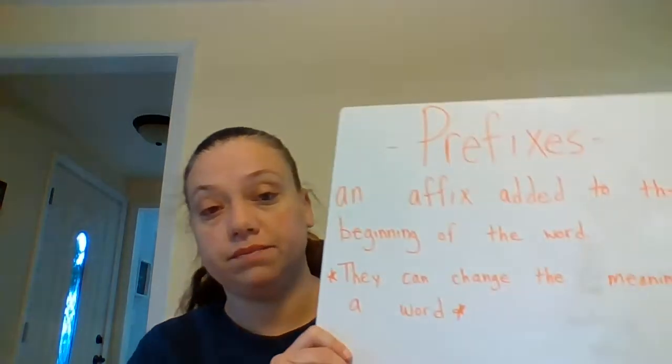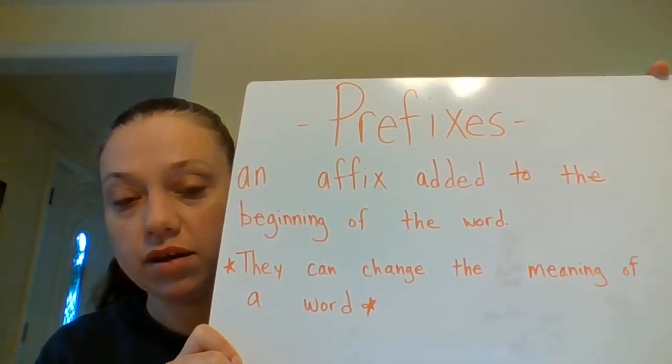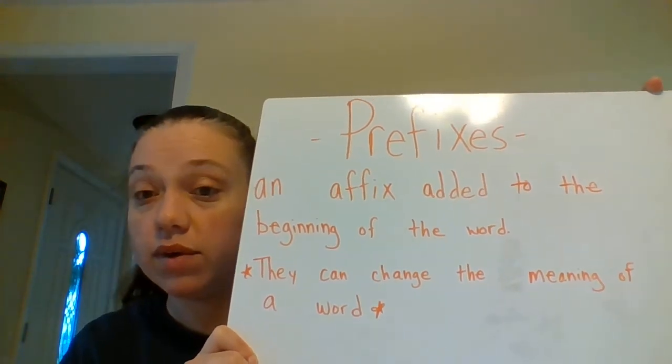So the first thing is, what is a prefix? You are all very familiar with prefixes. You see them in everyday language and everyday books, everything you're reading. A prefix is an affix, a word part added to the beginning of a word. They can change the meaning of a word. Like we have happy. If you add the prefix un to the beginning, you get unhappy. So we went from happy, feeling, smiling, laughing, to unhappy, sad, gloomy. So this prefix changes the meaning of the word.